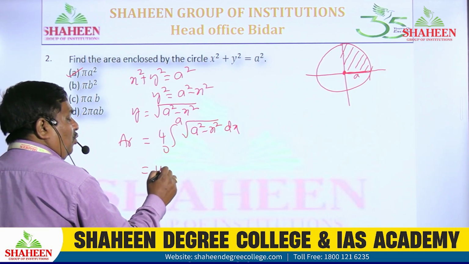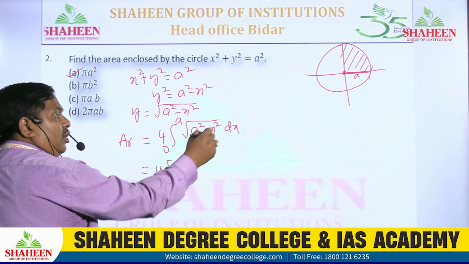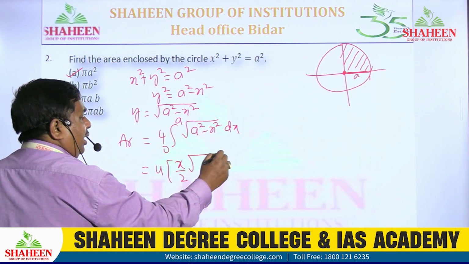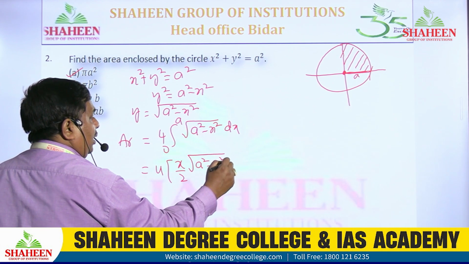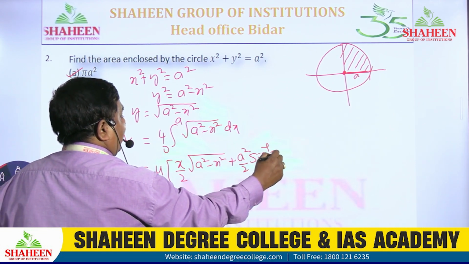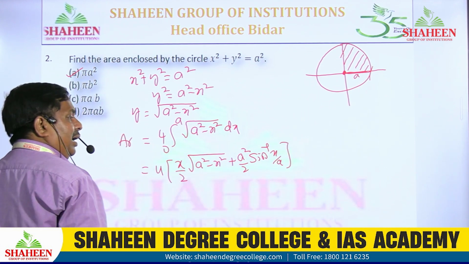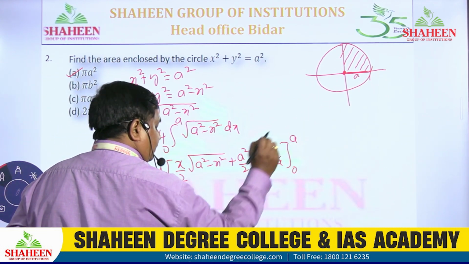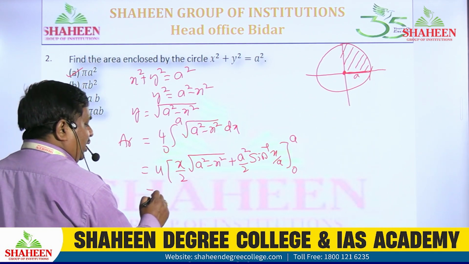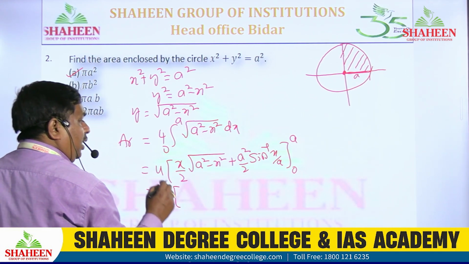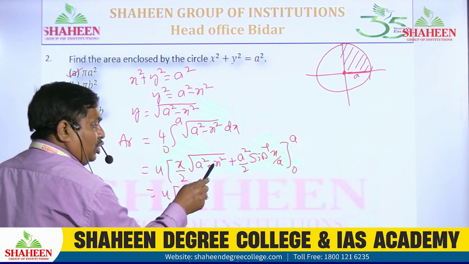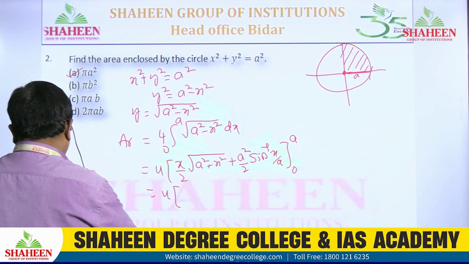Let us integrate this. This is equal to 4 into, the formula for under root a square minus x square is x divided by 2 under root a square minus x square plus a square by 2 sine inverse x by a. And what is the limit here? 0 to a. We have integrated from 0 to a. The next, substituting first the upper value a. If you take x equal to a here, this becomes a square minus a square, which is 0.